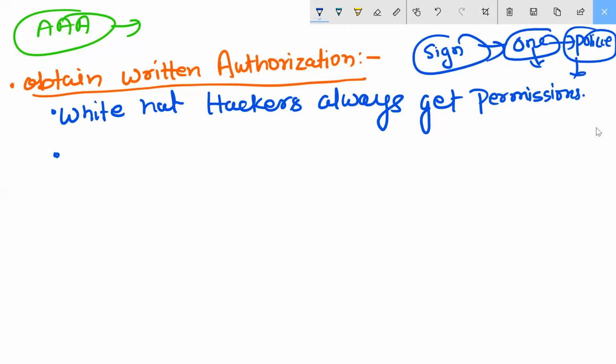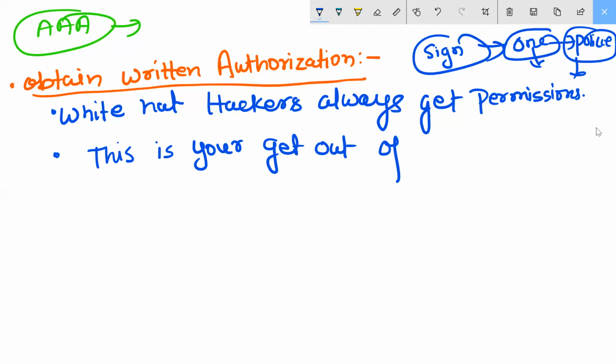The next is telling you this is permission. This is your get out of jail free card. Which one? This one. White hat has this. Okay.